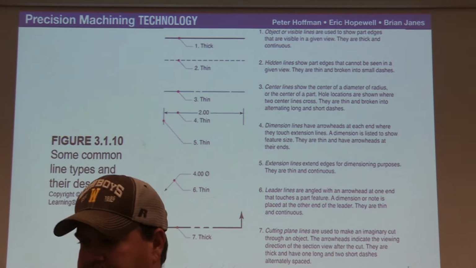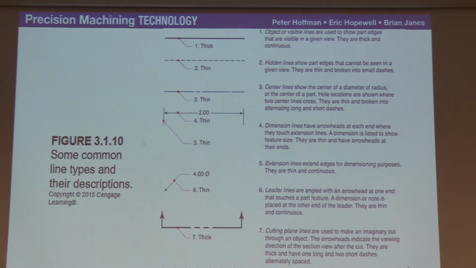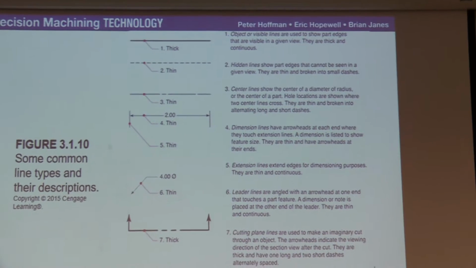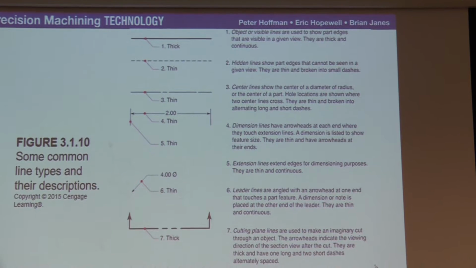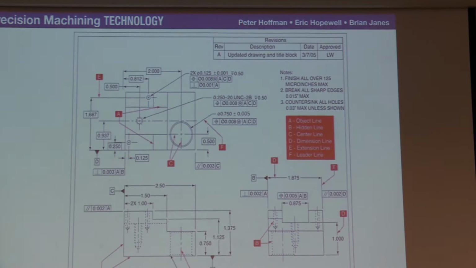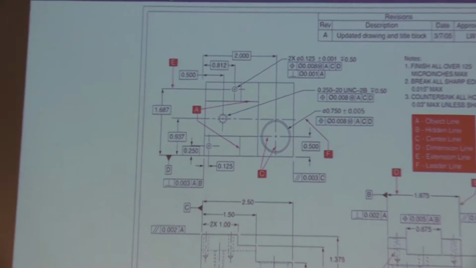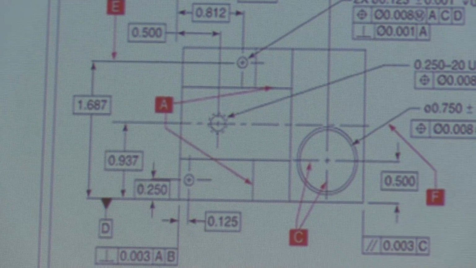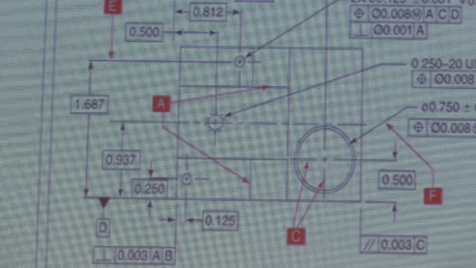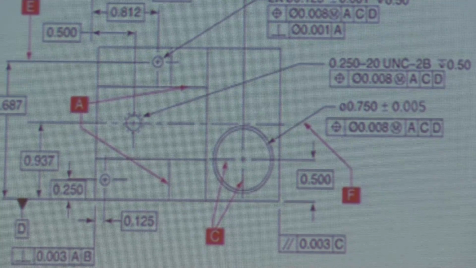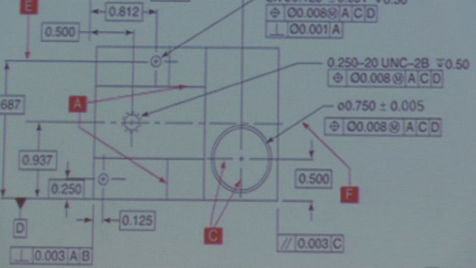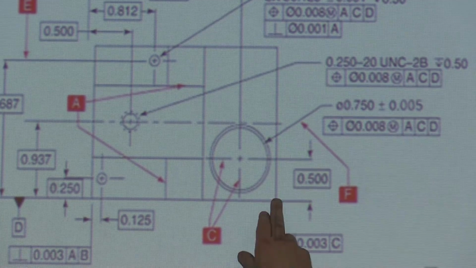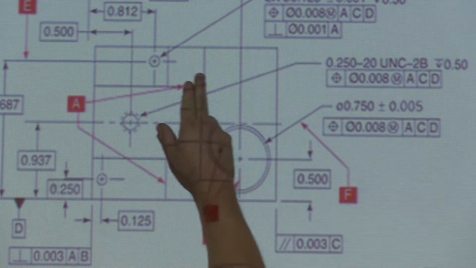All right. So top one, solid line, is the object line. Object or visible lines are used to show part edges that are visible in a given view. They're thick and continuous. So here we are. You can see that the outside of this part has a whole bunch of lines in there, right? The outside of this part is drawn with object lines.